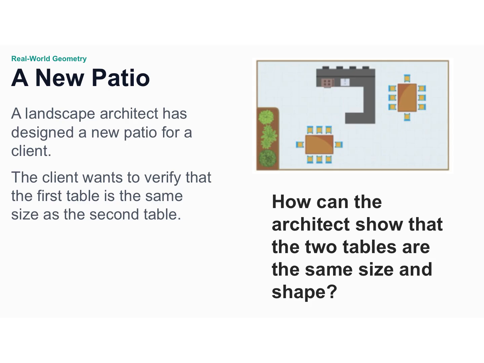A landscape artist has designed a new patio for a client. The client wants to verify that the first table here is the same as the second table here. How can an architect show that two tables are the same size and same shape? Think about it for a second. How can that architect do that?